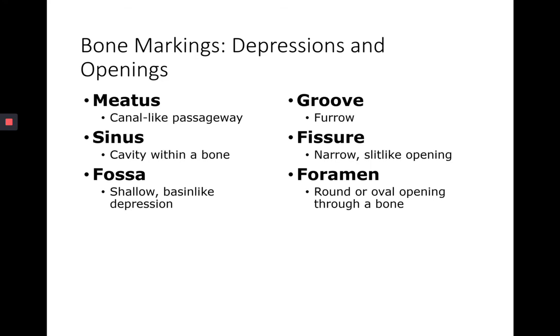Other bony markings are meatus, sinus, a fossa, a groove, a fissure, or foramen. So we're going to talk about fossa, fissure, and foramen just because they're similar. A fossa is a depression, so it's not a hole. It's not completely through. So it's really shallow. It's just a dent or a depression, however you want to think about it. Whereas a foramen is an actual hole. It can be round or oval, but it's an opening through the bone. So you could have something like a nerve or blood vessel go through a foramen, whereas that would not occur in a fossa. And then a fissure is closer to a foramen than a fossa because a fissure is an opening, but it's slit-like, not round or oval. So that would be a fissure.